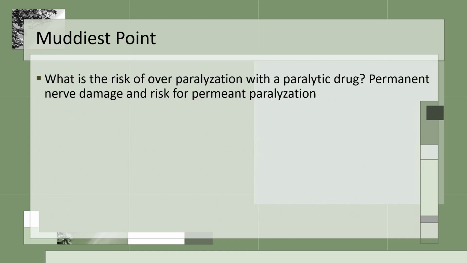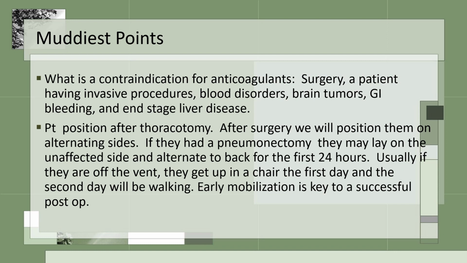What is the risk of over-paralyzation with a paralytic drug? I found out it's permanent nerve damage and risk for permanent paralyzation. Also, they can have a weakness associated with it long after their ICU stay.